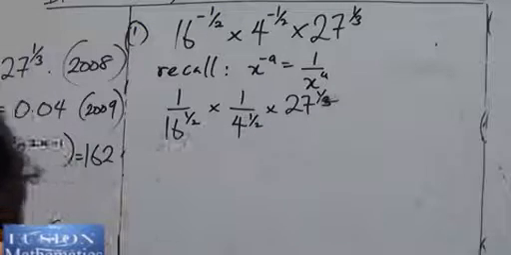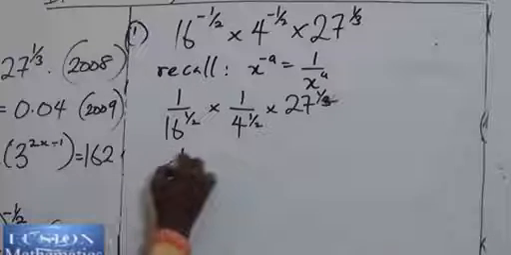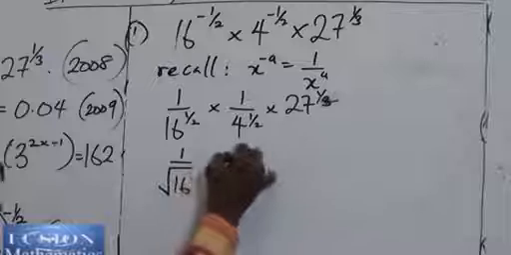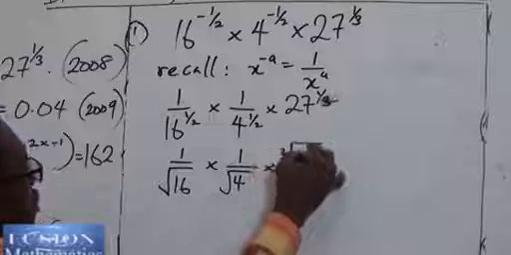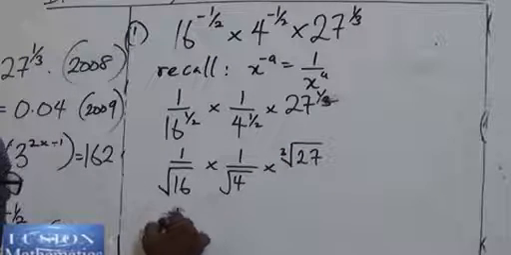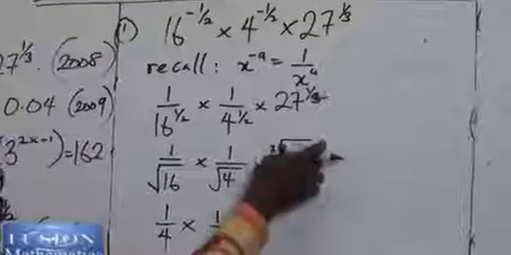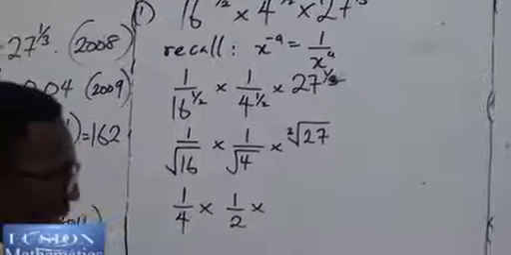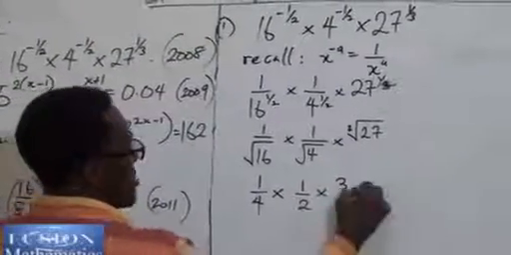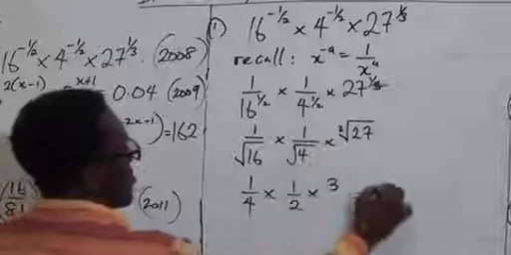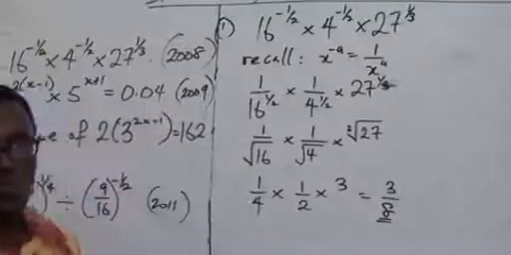When we have a fractional index, that is, we have raised to the power half, it now becomes 1 all over square root of 16 times 1 all over square root of 4 times cube root of 27. Square root of 16 is 4 times 1 all over square root of 4 is 2. Then the cube root of 27, that is the number that you multiply 3 times to give you 27, will be what? 3. Then we multiply. 1 times 1 times 3 will be 3. 4 times 2, 8. So that is how we solve question 1.